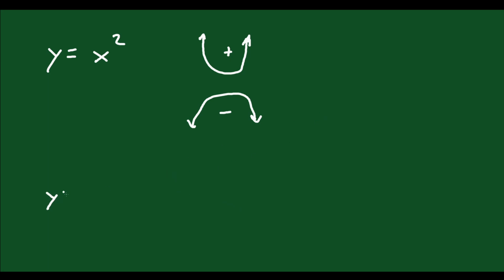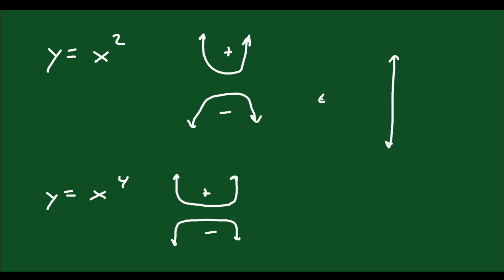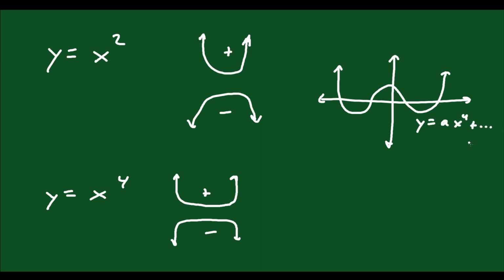So y equals x to the 4, that would look more like this. It's a little bit wider. And if it's negative, it goes like this, right? It's not perfectly a square like that, but it's a little bit more exaggerated, right? But you could also have a fourth degree that looks something like this, right? That would be y equals ax to the 4 plus all those other terms. And this is a positive, right? The a value would be positive because it's going up on both sides.